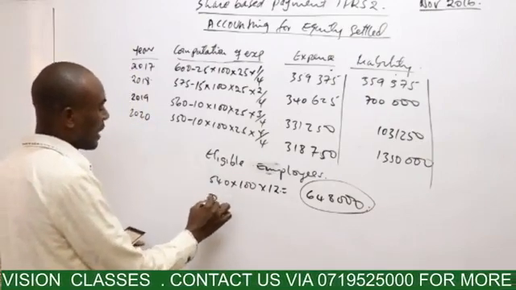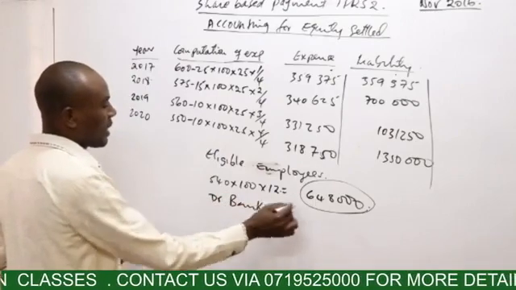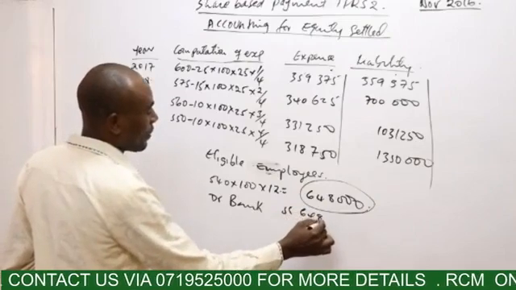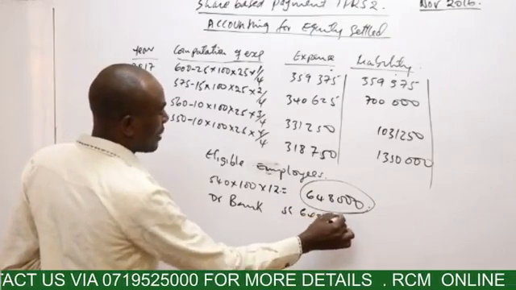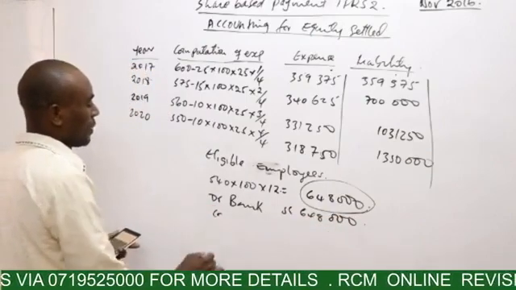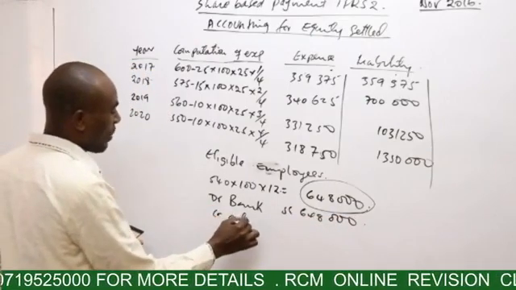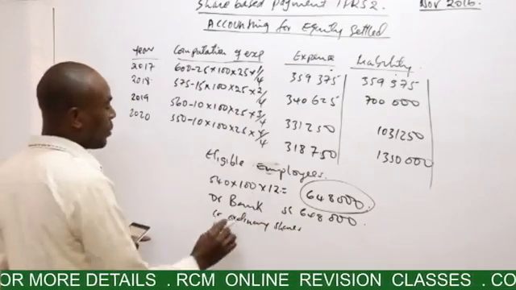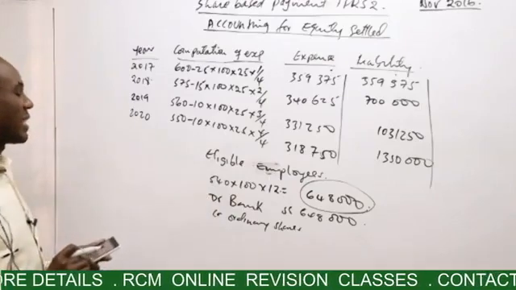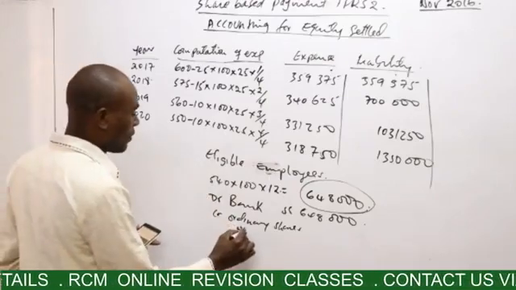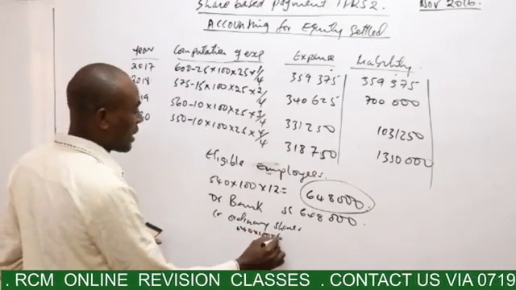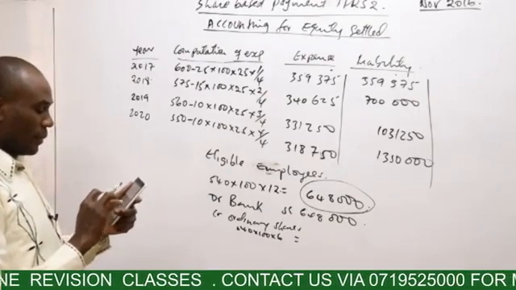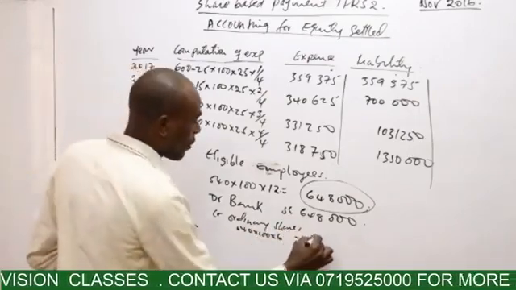Therefore, here we debit bank, because the company is receiving this cash, with shillings 648,000. Then you credit ordinary shares, or equity instrument, with the par value, and the par value, the examiner is saying, is 6. Therefore, it will be 540 times 100 times 6, which will give us shillings 324,000.